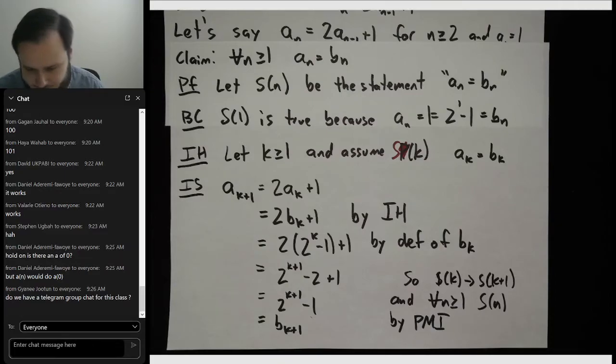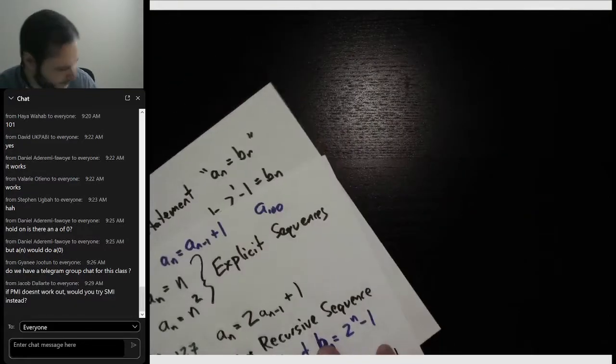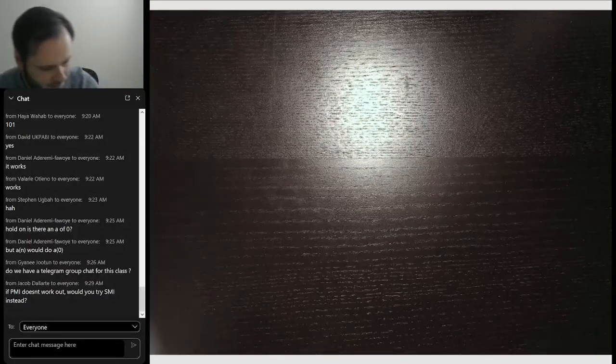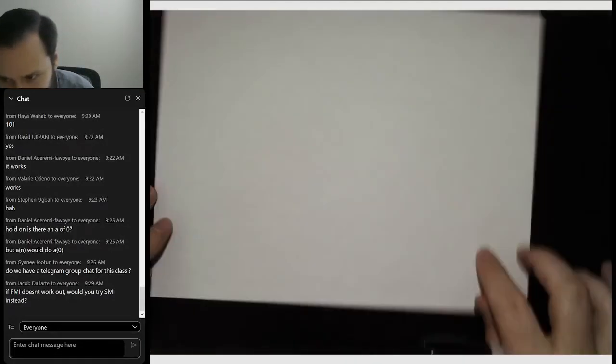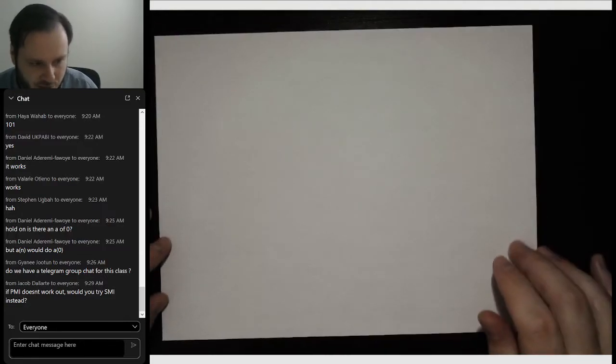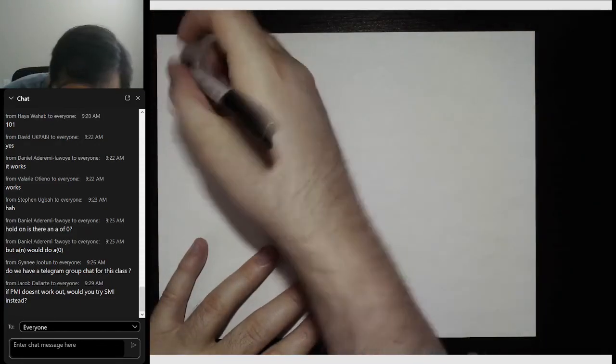Okay. Let's do another example. Give you another recursive formula. If PMI doesn't work out, I would go try SMI instead. Exactly right. Which is going to come up here.